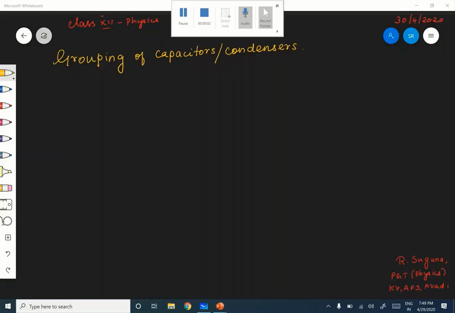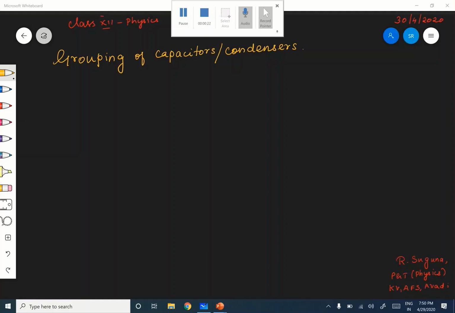Hi children, today the topic we are going to discuss is grouping of capacitors or condensers. Capacitor, condenser, everything is the same. Now how to group? There are two modes of grouping the capacitors.